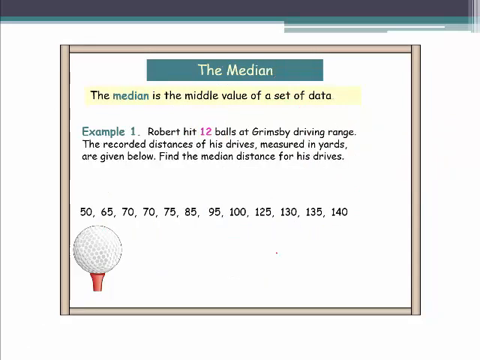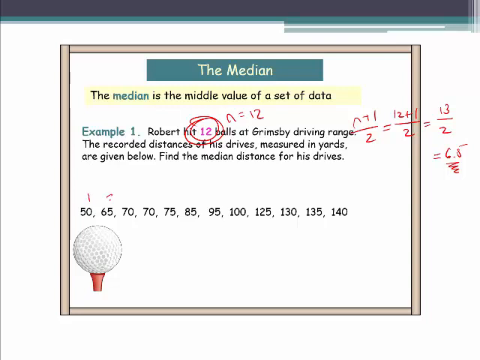Instead, suppose he had 12 golf balls at Grisby driving range. The recorded distance of his drives are given below again. Find the median distance here. So you're still going to use this n+1 divided by 2 position. Well, here now my n is 12. So this is 12 plus 1 divided by 2, which is 13 divided by 2, which means the median occurs in position 6.5. So that's weird.